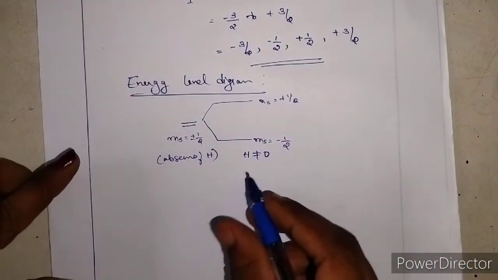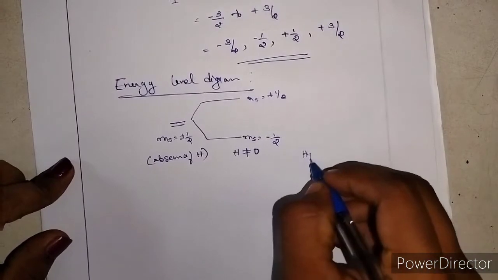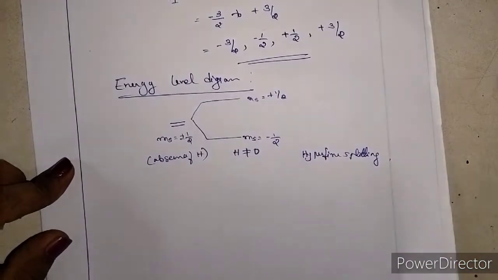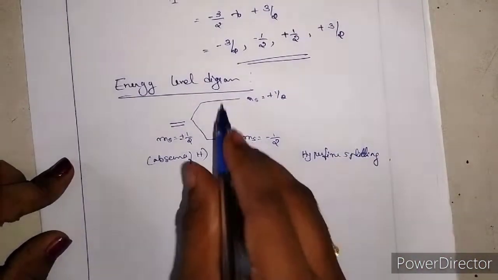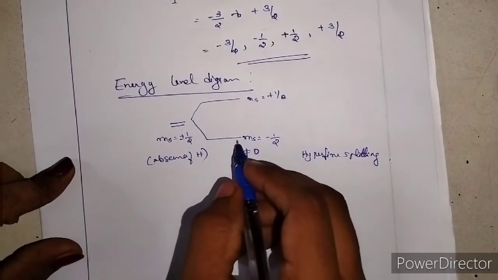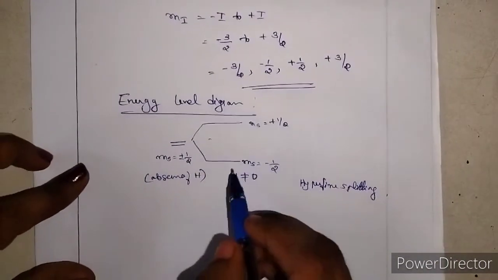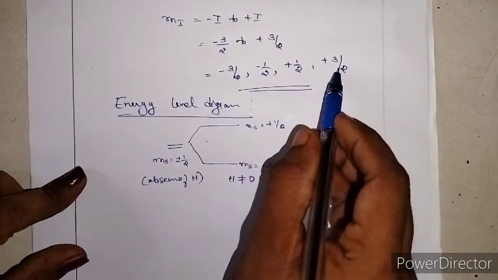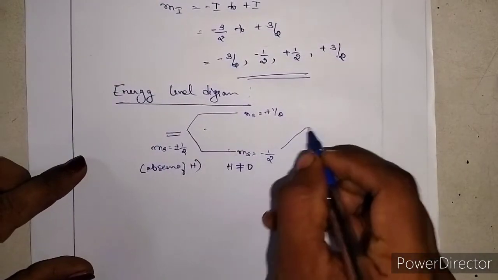Now after this, we need to consider the hyperfine splitting. Because of hyperfine splitting, these Ms levels further split. How many levels will it split into? It will split into 4 levels, as many as the Mi values. Here for the methyl free radical we have 4 Mi values, which means each Ms level will split into 4. Let me write here.